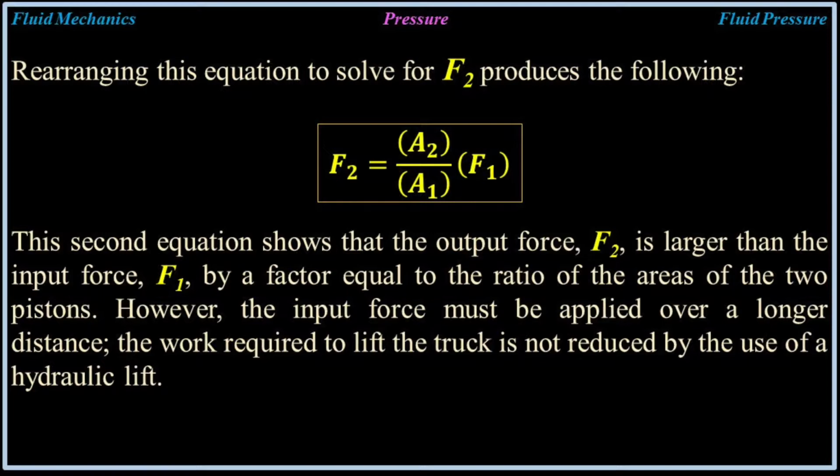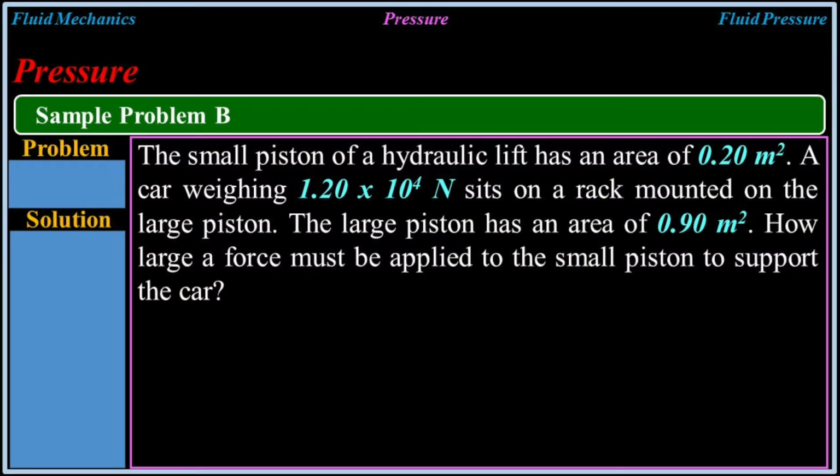This second equation shows that the output force F2 is larger than the input force F1 by a factor equal to the ratio of the areas of the two pistons. However, the input force must be applied over a longer distance. The work required to lift the truck is not reduced by the use of a hydraulic lift, just like a simple machine.